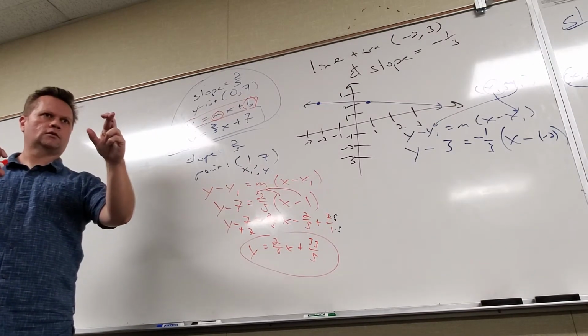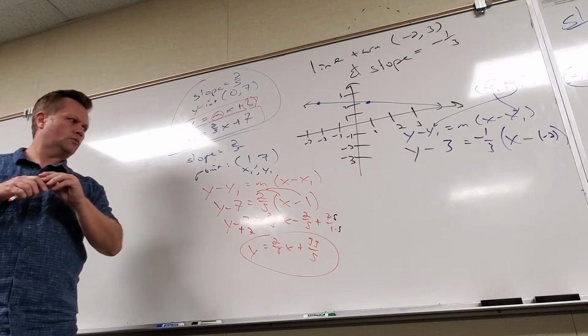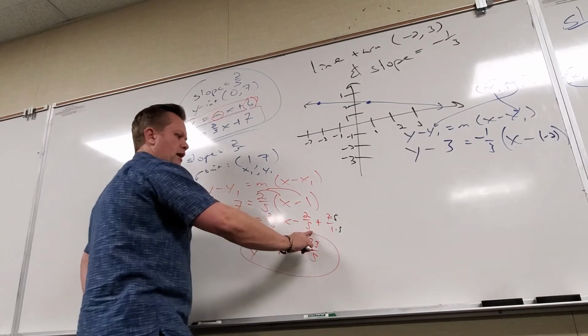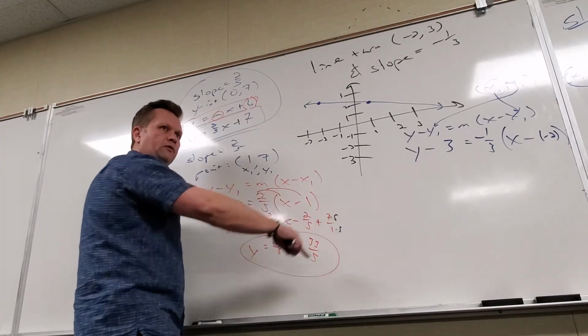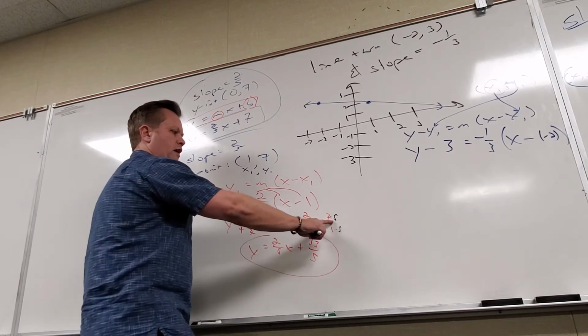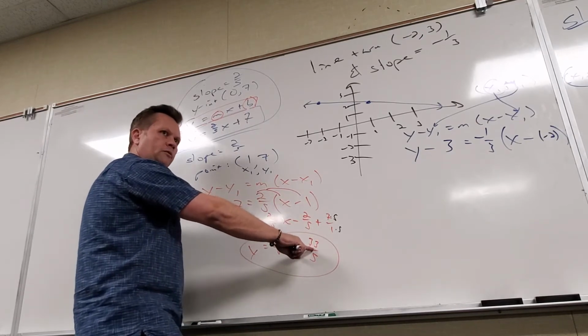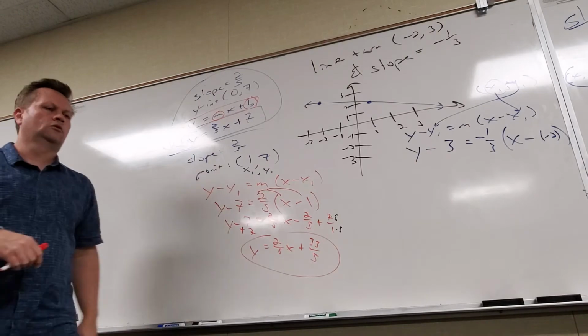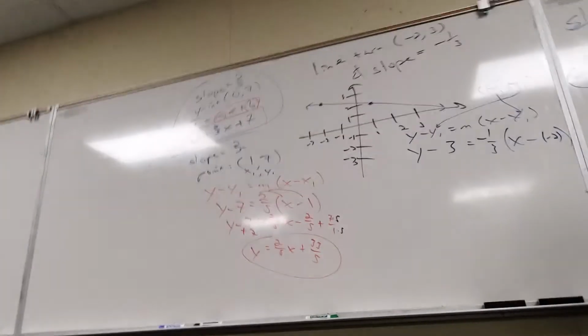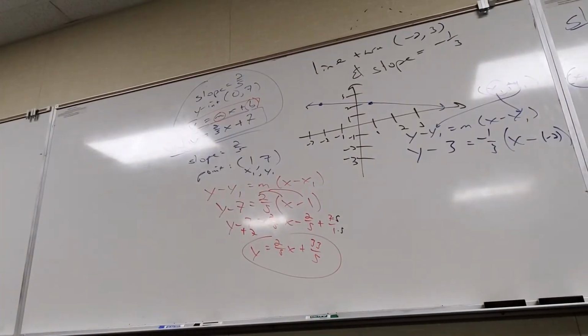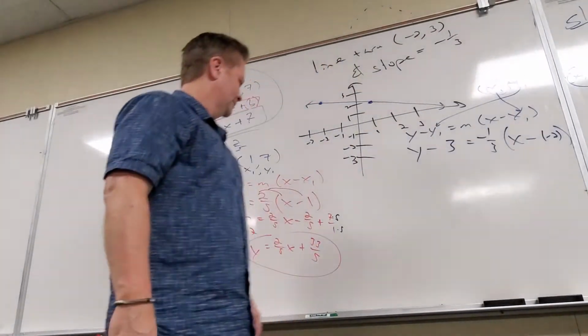Yes? Is the LCD in black? Yeah, the LCD has to be 5, so I just multiplied by 5. Okay. And that's 35 minus 2. That's where the 33 came from. Cool. Yeah, I just couldn't see what number it was. It looked like a 1. Oh, I see, okay.